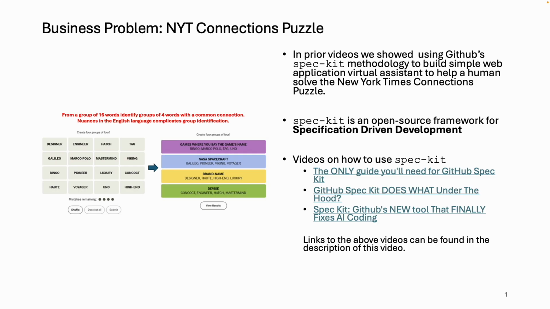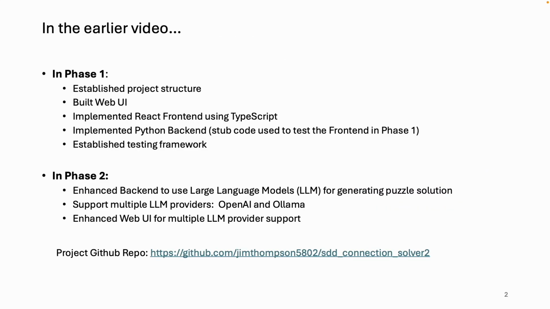The business problem remains the same. We want to help a human quickly and accurately solve the New York Times connections puzzle by building a tool that allows the user to interact with potential word groupings, refine their guesses, and leverage the reasoning ability of large language models. So far, we've used GitHub's Spec-Kit, an open source framework for specification-driven development, to guide every step in the process. Let's do a quick review of earlier phases.